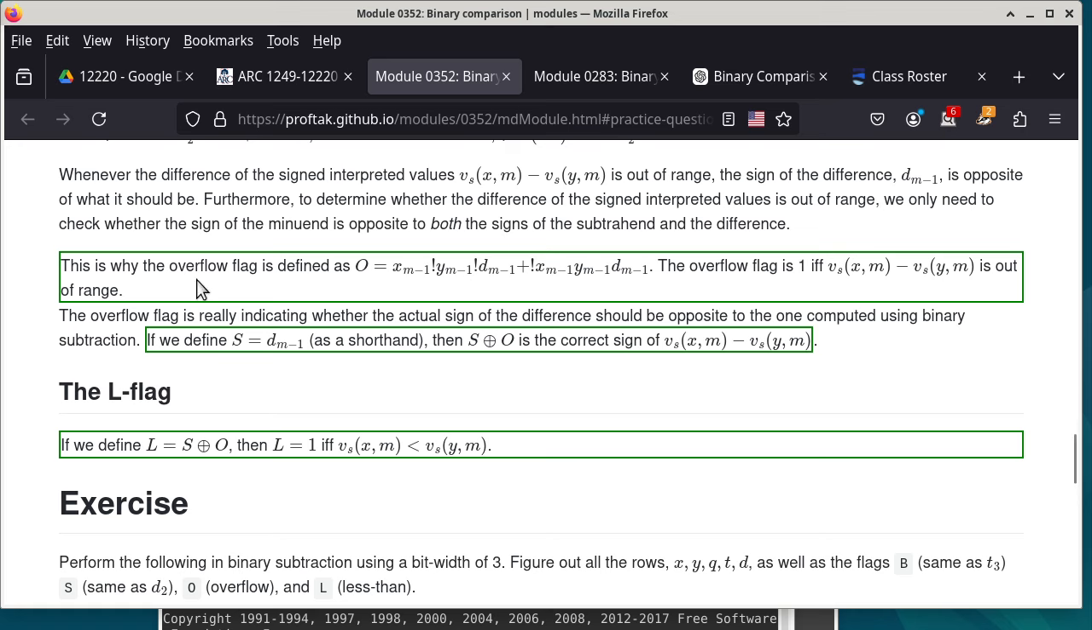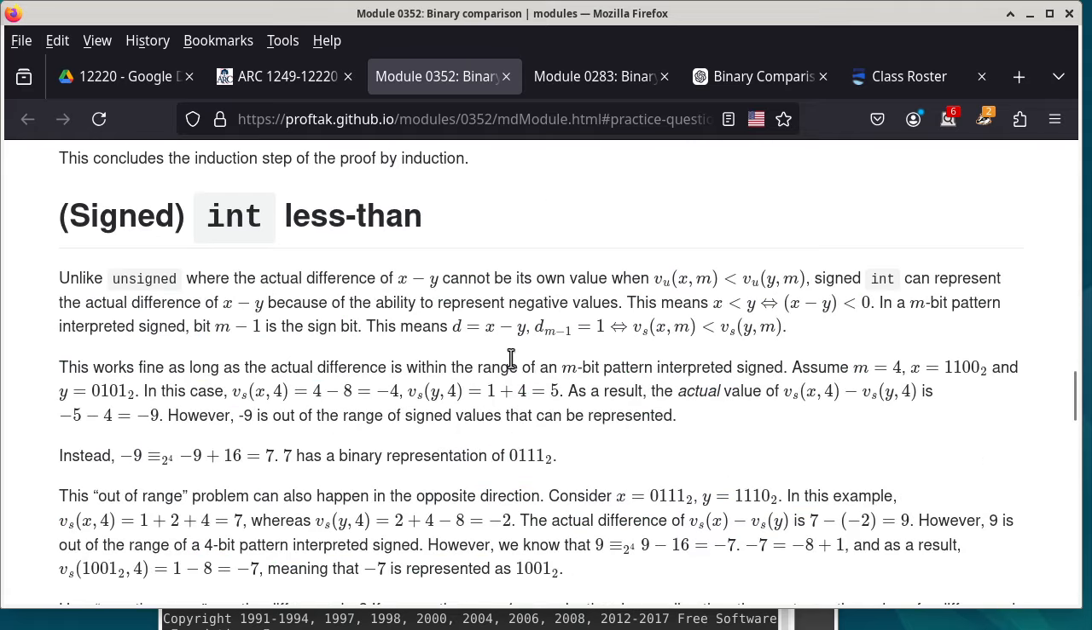What is it saying? Overflow is defined as O equals the most significant bit of X, this is the negation of Y, and what looks like a multiplication is a conjunction, and what looks like an addition is a disjunction. This is how we determine whether there's an overflow. Then, if I define L as the exclusive OR between the sign bit of the difference and O, the overflow bit, then L equals 1 if and only if the signed value of X is less than the signed value of Y. So there's a lot of discussion here, and a few examples.